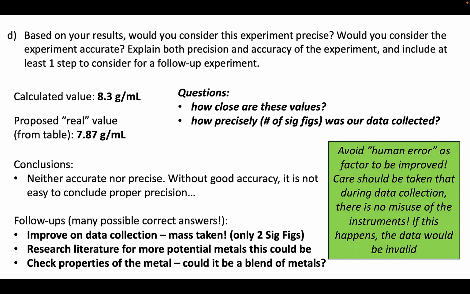Now, one thing I definitely want to encourage you is to avoid saying human error. We shouldn't say that this experiment could be improved if we minimize human error. That's definitely not something that we want to say in lab or here, because as we go through an experiment and we complete and collect the data and we report the data, it should be assumed that we used the instrumentation that we selected properly.